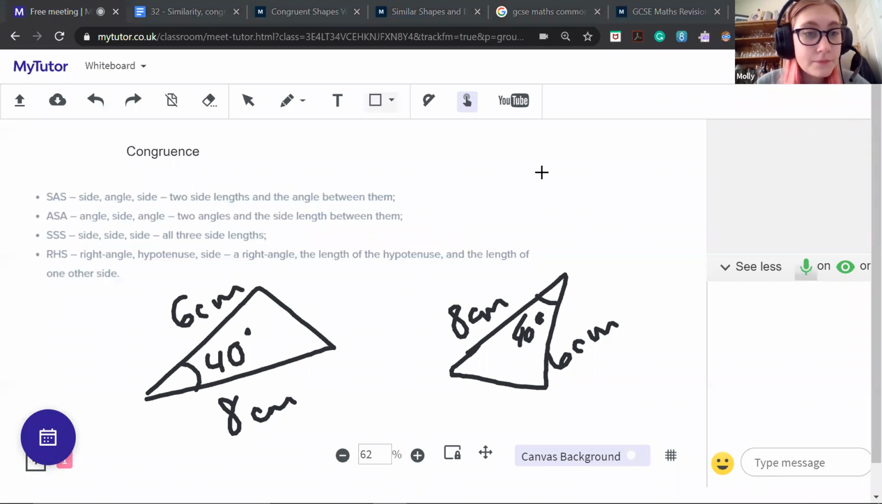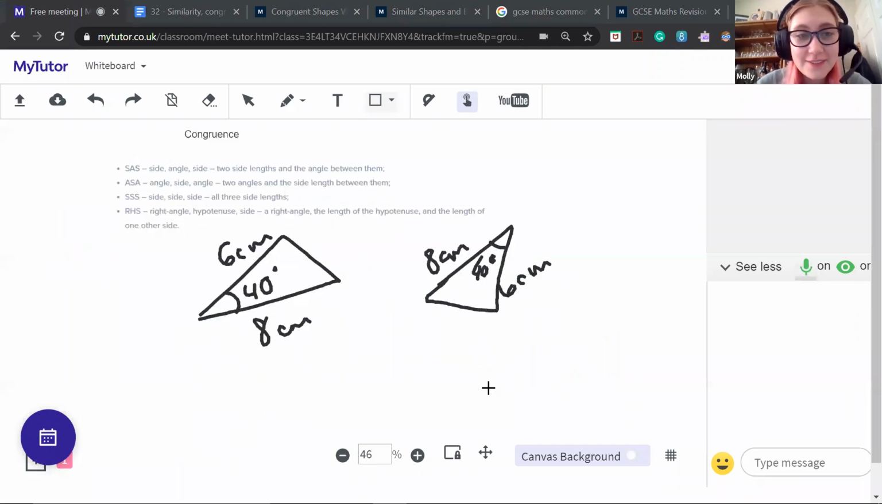Someone's just said that in the question that people got wrong, it said which 2 triangles, not 3, are congruent. Maybe it did. Yikes. Oh well, maybe I lied to you. Okay. So if we have this, then they're congruent.